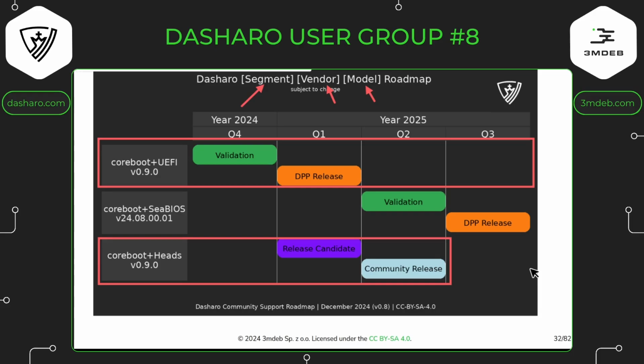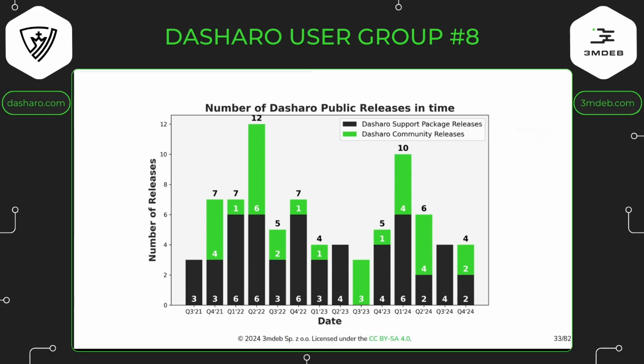And there are other things like the Dasharo Pro package, which you're buying from us. And that money essentially sponsors the Dasharo community releases. So in this presentation, despite showing statistics for all binaries, I only discuss the roadmap for Dasharo community releases. Okay, so looking at the Dasharo Support Package releases, paid by the contract, versus Dasharo community releases, paid from margins or from donations or from other sources, which are going to various platforms, this is how it looks.